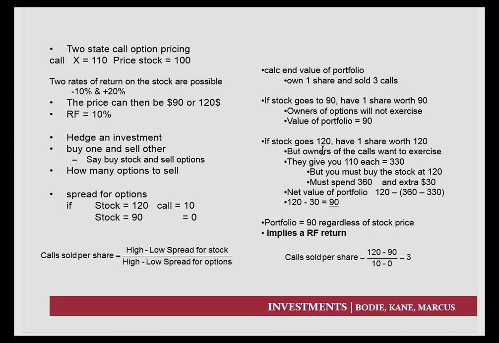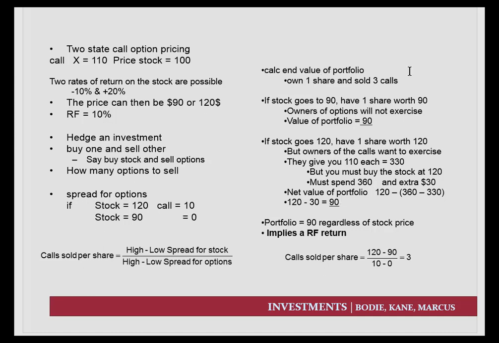But what if it goes to 120? You have a share that's worth $120, but the owners of the calls are going to want to exercise. So they're going to give you $110 each. That's $330. But you have to go out and buy the stock. Well, the stock's currently selling at 120, so you're ultimately going to spend $360, an extra $30, right? So the net value of this portfolio is the value of the stock minus the $30 you had to spend, which tells you you still have $90 in value.